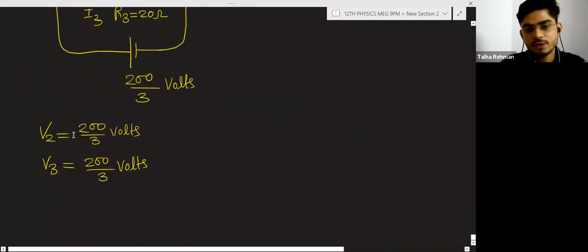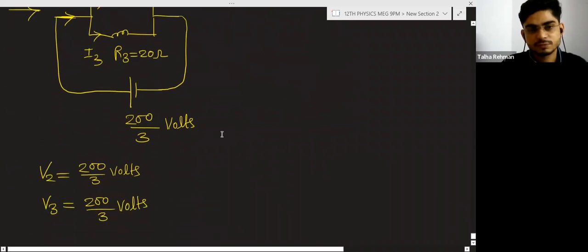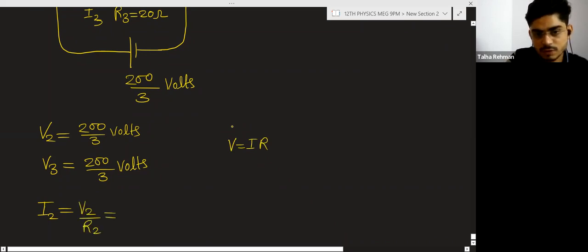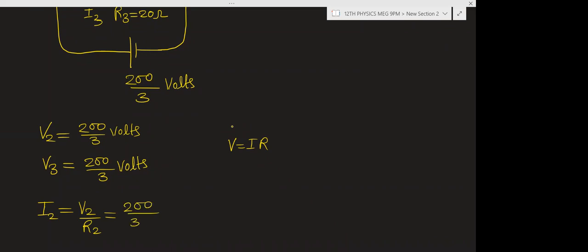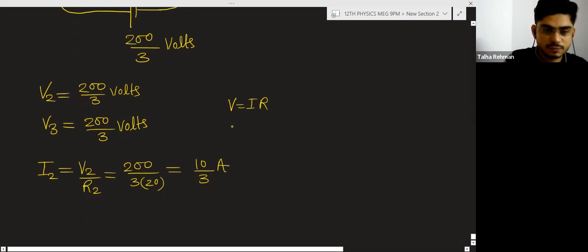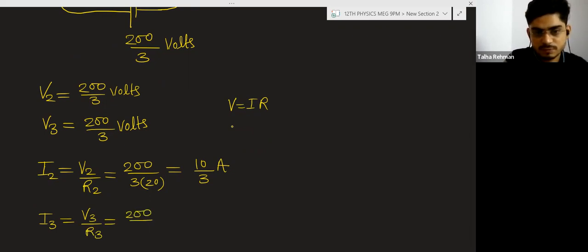So now we have voltages, so we can find the current also. I2: V is equal to IR, so I2 is equal to V2 divided by R2. V2 is this. Hamza, are you getting or not? Yes, sir. When you cancel this out, you will get 10 by 3 ampere. I3 you will get V3 by R3, and V3 is 200 by 3 and R3 is 20. Again, you will get this answer.